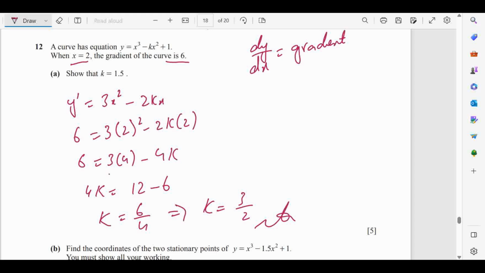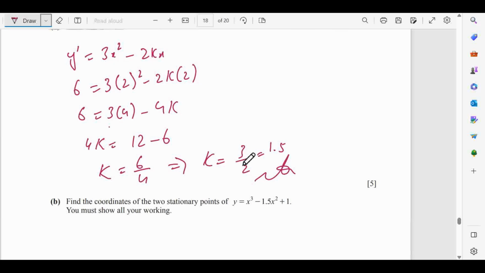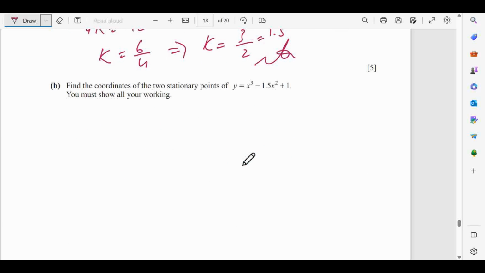So this will be the final answer. You can also write it as 1.5. Both answers are correct. Now find the coordinates of the two stationary points of this curve.